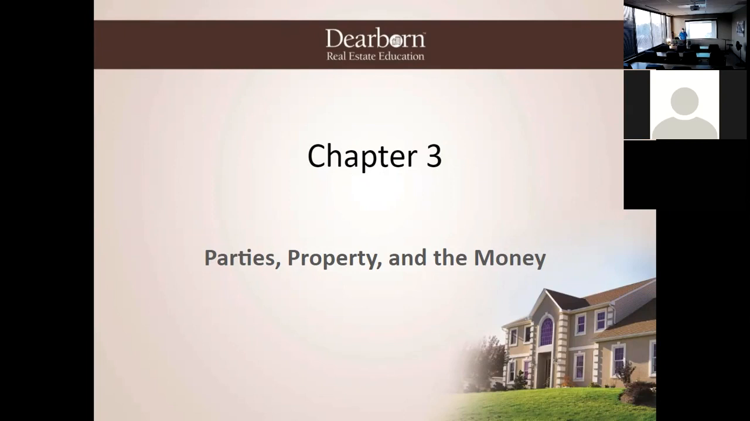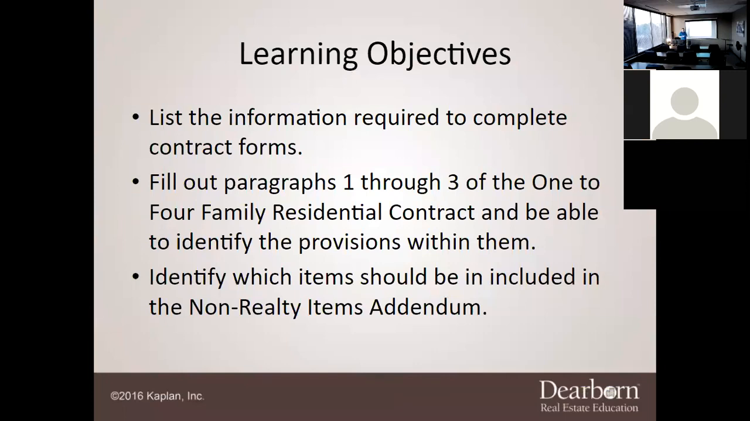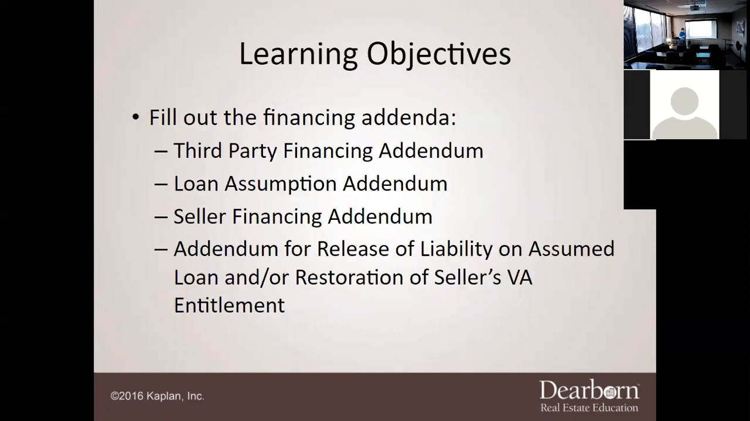So the objectives that we're going to try to complete this evening: number one, we're going to list the information that's required to complete the contract forms. We're also going to fill out paragraphs 1 through 3 of the 1 to 4 family residential resale contract, as well as being able to identify the provisions within them. And we're also going to identify which items should be included in the non-realty items addendum.